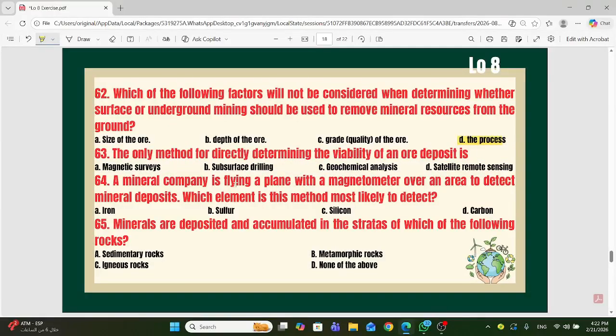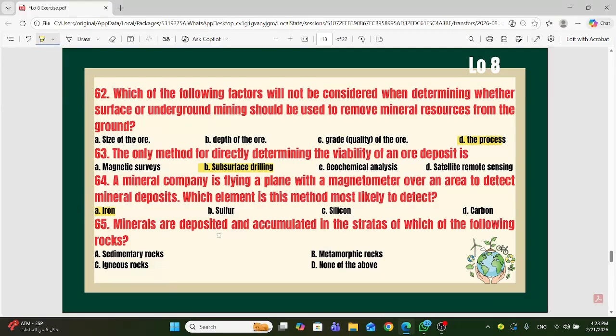The only method for directly determining the availability of an ore deposit is magnetic survey, or subsurface drilling, or geochemical analysis, or satellite remote sensing? Subsurface drilling. A mineral company is flying over in a plane with a magnetometer. On a magnetometer, we should take note, it will be iron.